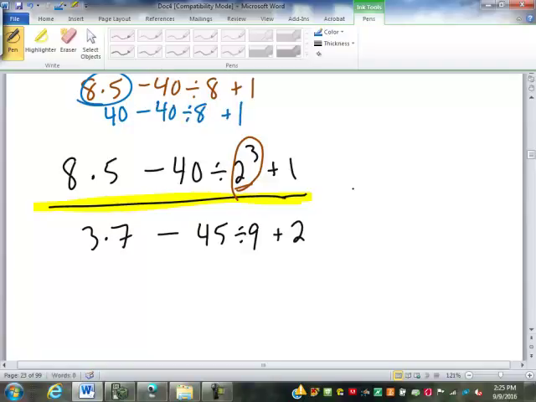Now I have people that ask me all the time, couldn't we just do the multiplication and then the division here at the same step? In this case we could, but there are some times where that causes problems. So I kind of caution against that. It's best to stay out of the habit of doing more than one operation at the same step. Now what do we have to do next?